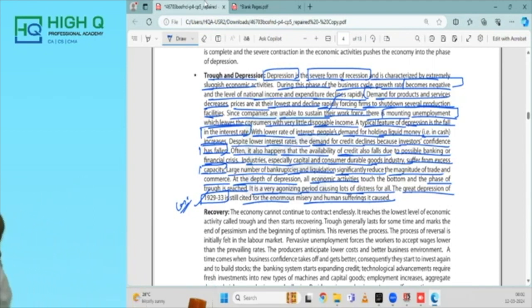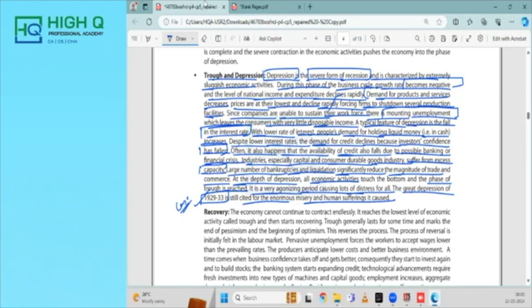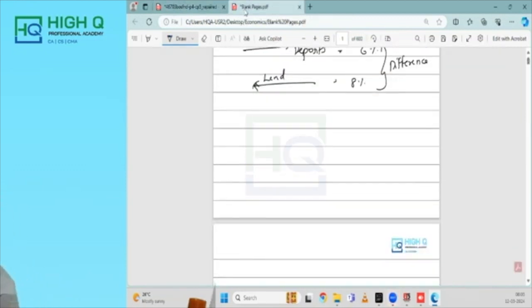Go to your notebook and write the first phase, trough or depression. Say yes or no. Online people, if you have understood, write yes in your chat box. Write yes, write no. Give the heading, trough or depression. As I say, you will write, for the purpose of your revision.